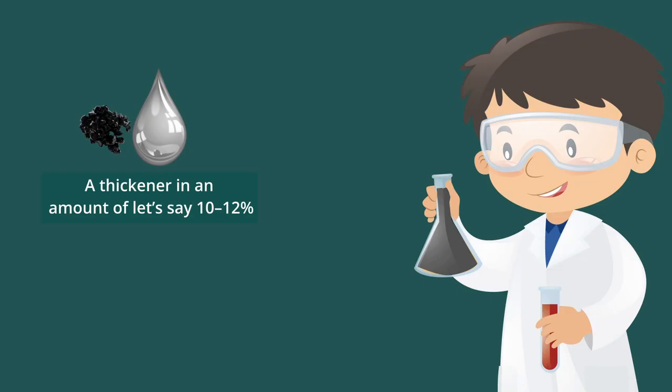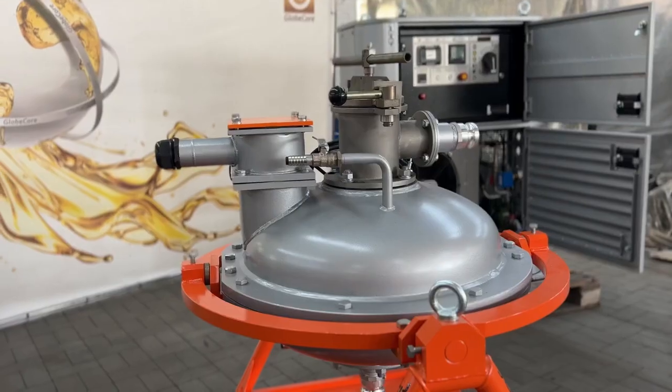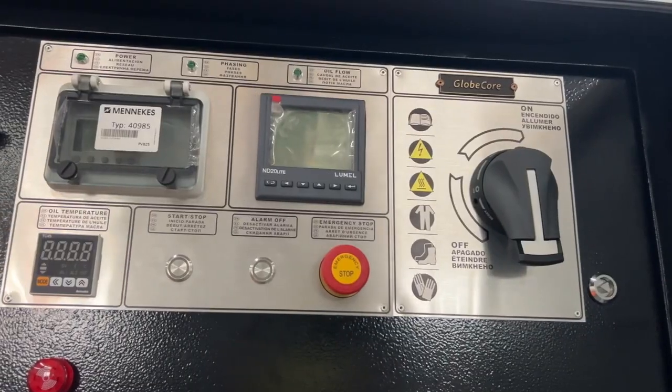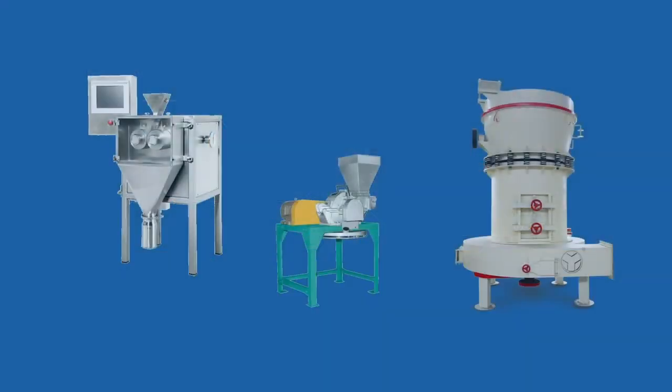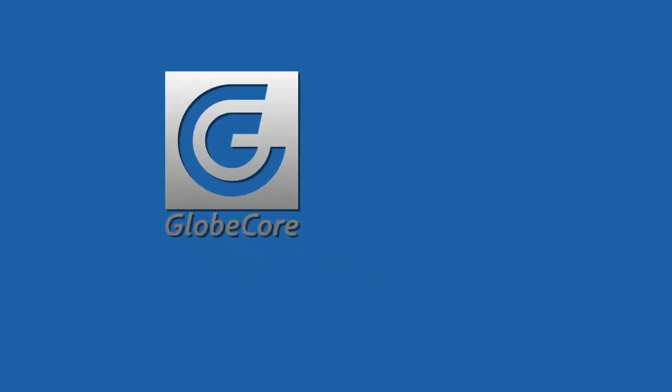If graphene is used as a thickener in an amount of, let's say, 10–12%, the constituents can be pre-mixed using conventional agitators, and the resulting mixture can be further processed in a vortex layer device. The use of vortex layer devices in graphene lubricant production improves the tribological properties, friction factor and wear coefficient, of the lubricant compared to the same properties attained by means of other equipment, mixers and mills.